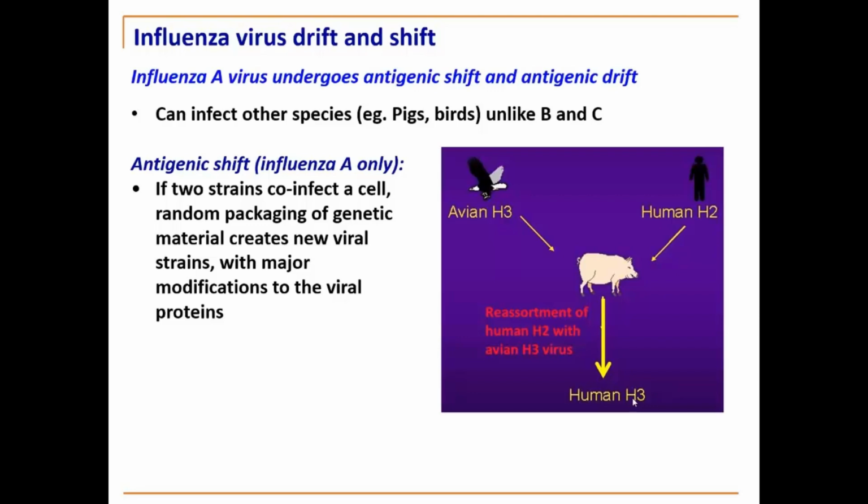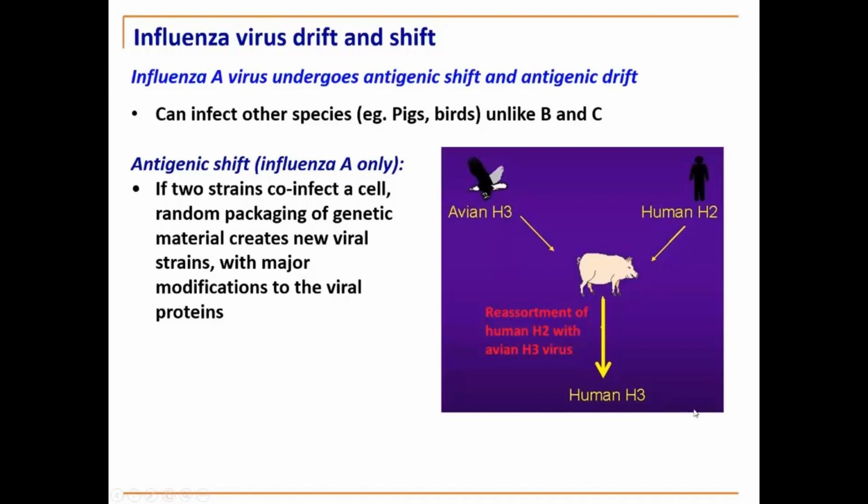There are times when you have more than just 2 mixing together. So in this case that I've shown you, you've got the avian and the human mixing with the pig to come out with a human. But actually, sometimes the pigs are also infected with the swine flu, swine influenza, and you get a triple mix. And actually, in one pandemic many, many years ago, there was a mix of 4. There was an Asian swine flu that mixed with a regular swine flu and an avian and a human to give a new human, if that makes sense.